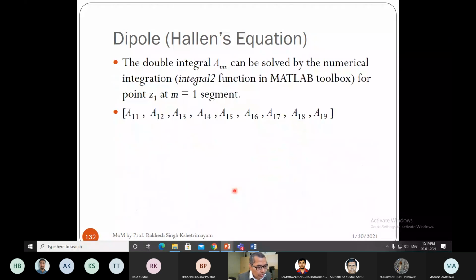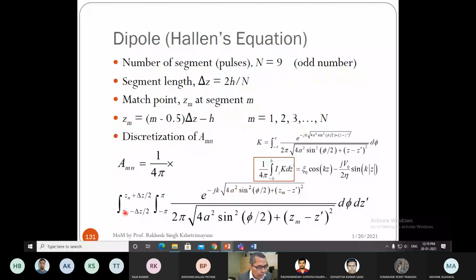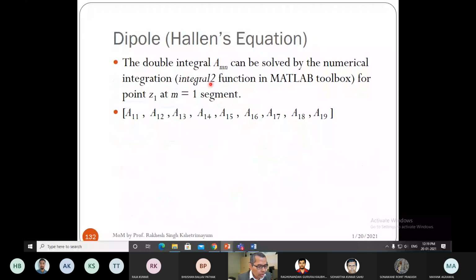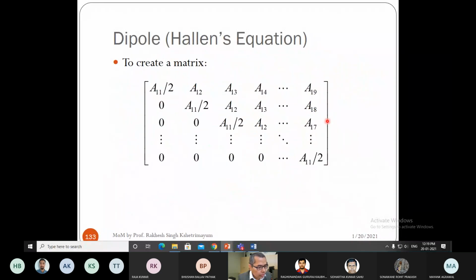So now this is a double integration here. The double integration you can easily do using the command integral2 in MATLAB, and you can do the integration and find the first row. Then from there you can find out all the elements of the matrix.